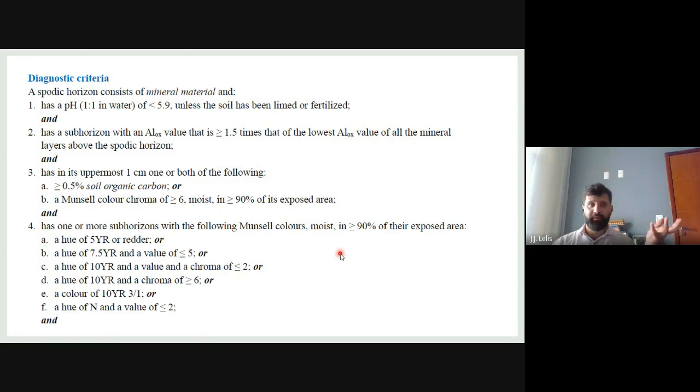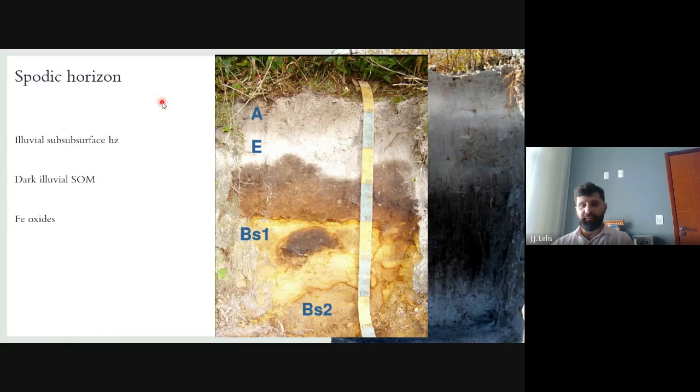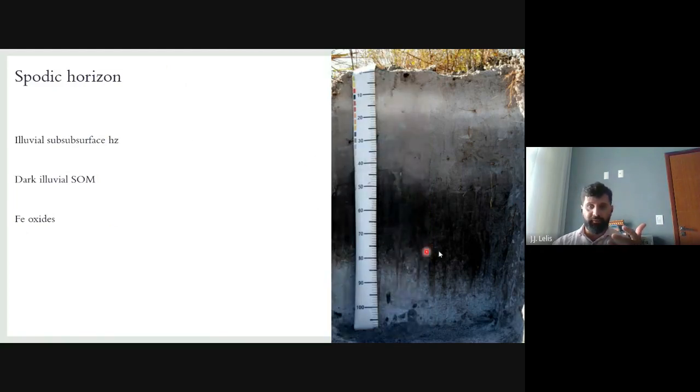We have illuvial organic matter, and here we have illuvial oxides, probably iron oxides. The spodic horizon also presents some diagnostic criteria that should be followed. The first one is the presence of mineral material. So even when the spodic horizon accumulates a lot of organic matter, the content of organic carbon should be lower than 20%. Okay, if I see a horizon in the subsurface that presents a higher or equal content of organic carbon.